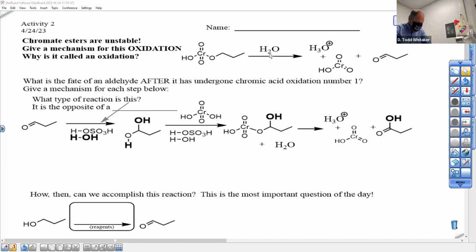What do you call a reaction that makes water into hydronium? You're answering that question from 20 minutes ago, both of you. It's happened twice today already. What do you call it when H2O picks up a certain species and becomes hydronium? Acid base. Is water an acid or a base here? It's a base.